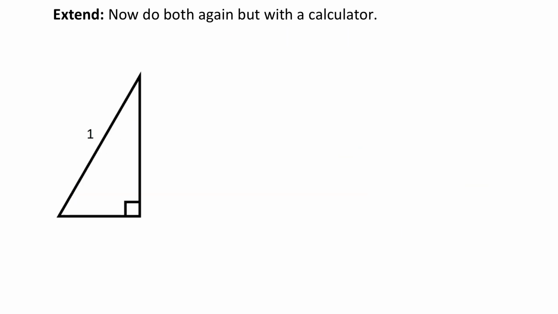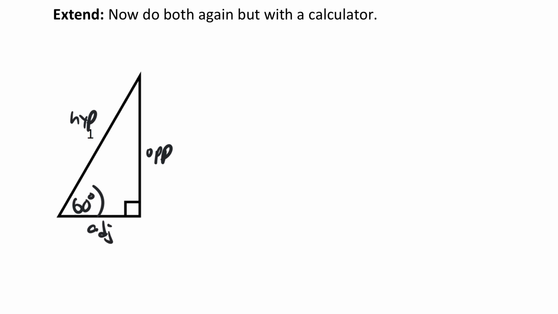So go ahead and try this question with your calculator. Again, this side over here, we'll put the 60 down here. This is 60. So this side over here will be opposite. This is adjacent. This is the hypotenuse. So use SOHCAHTOA to find the two missing sides. Go ahead and pause the video and give it a try.